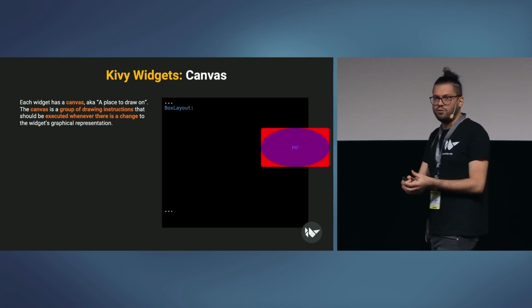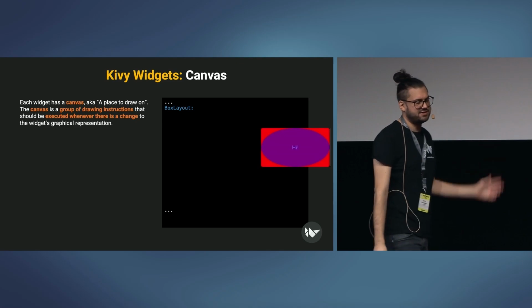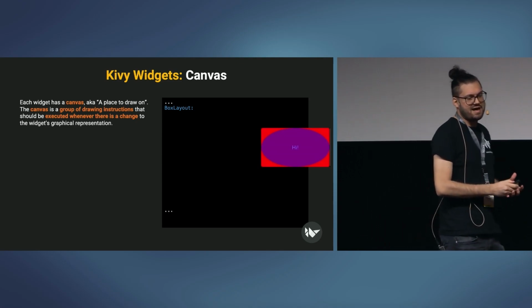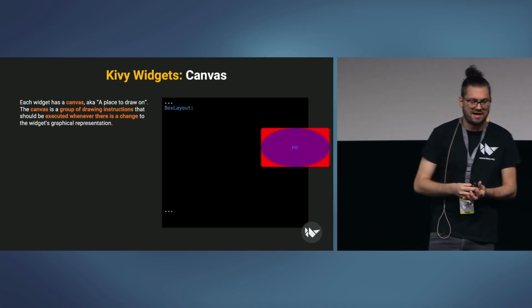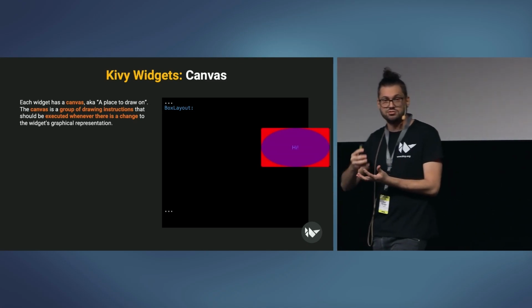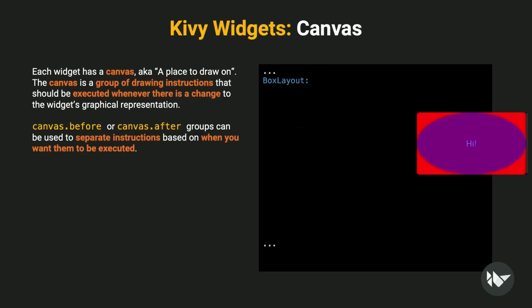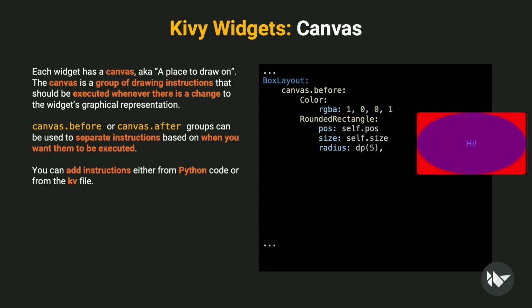Canvas. Well, we need to display something on the display, right? So Canvas is here for that. Each widget has a canvas, a key place to do drawing. The canvas is a group of drawing instructions that should be executed whenever there's a change to the widget's graphical representation. Canvas.before and canvas.after groups can be used to separate instructions based on when you want them to be executed. You can add instructions either from the Python code or from the Kivy file, but please use the Kivy file.